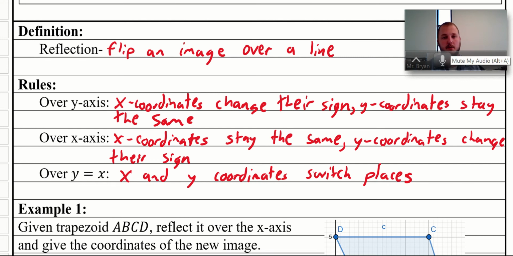If I reflect over the y equals x line, x and y coordinates switch places. They don't change their signs or anything like that. Just if it was 2 comma 5, now it's 5 comma 2. Okay, that's all it really is.